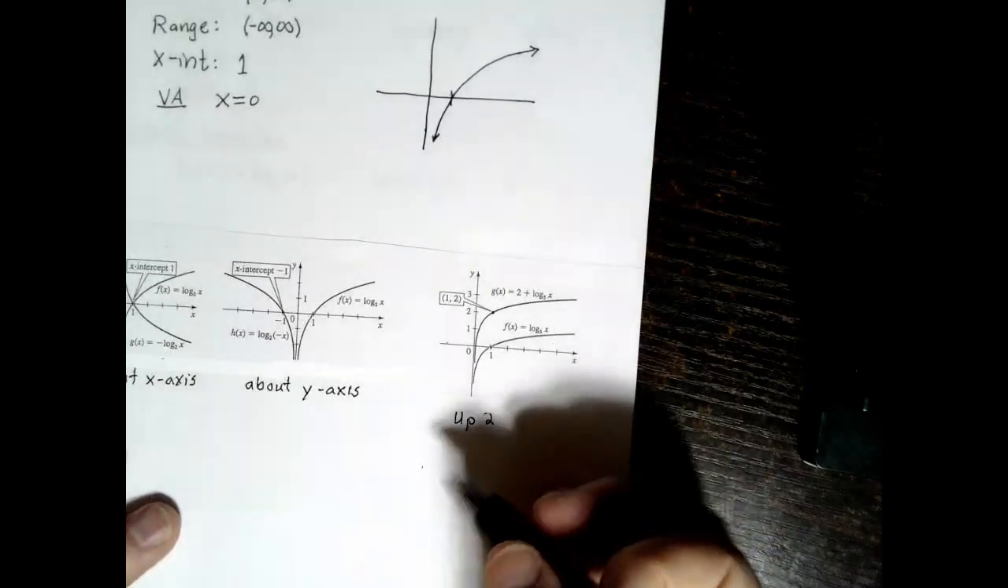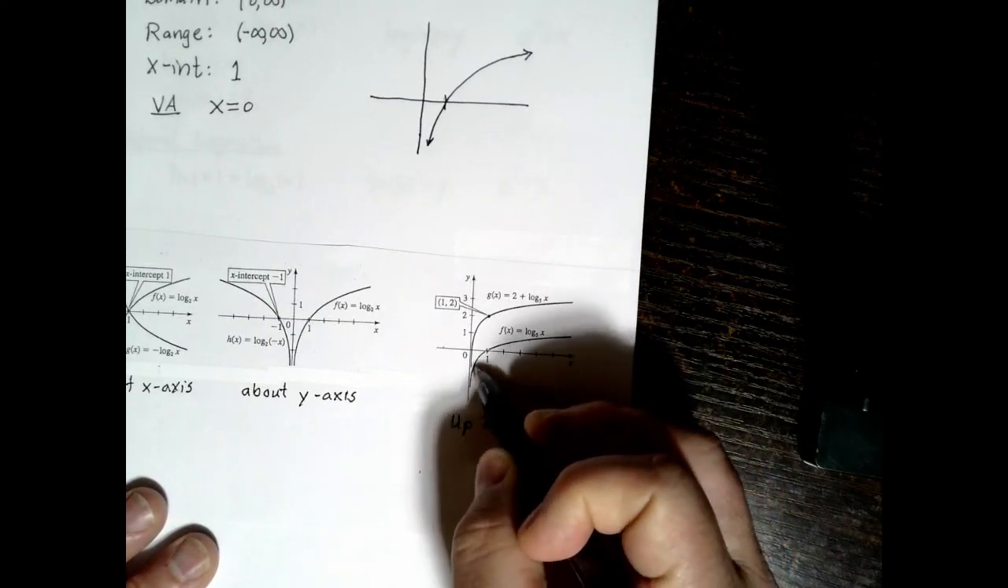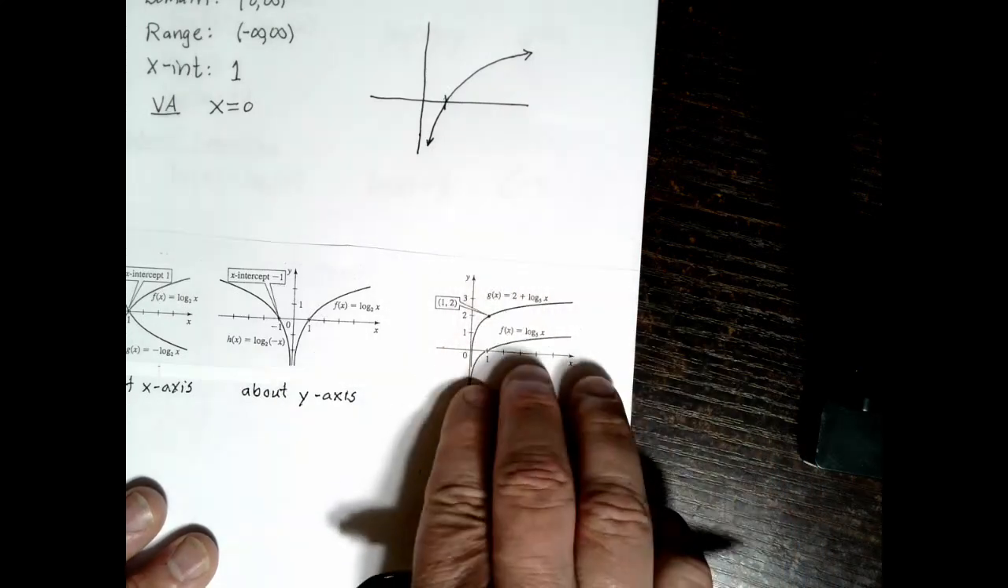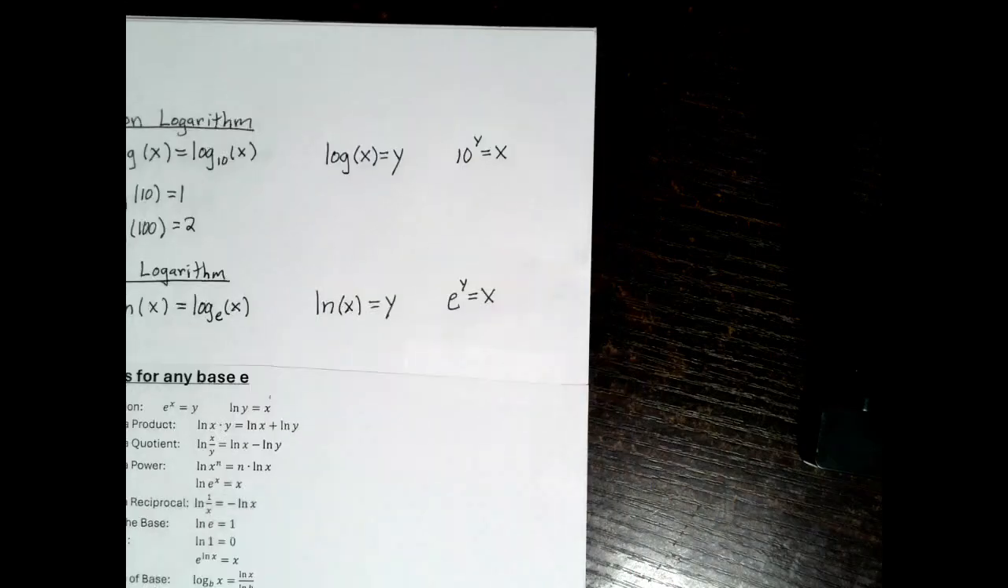Alright. And then if you take log base 5 of x, which we know crosses at 1, 0 and goes up to the right, if you add 2, everything moves up 2 units. And so it moves up 2.